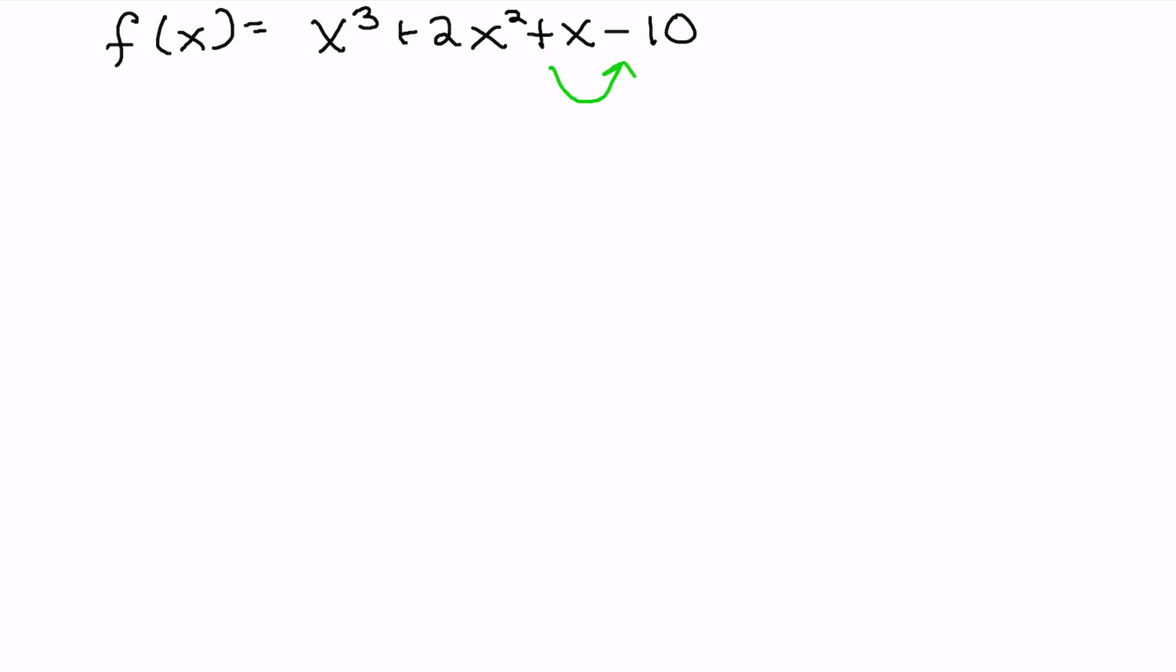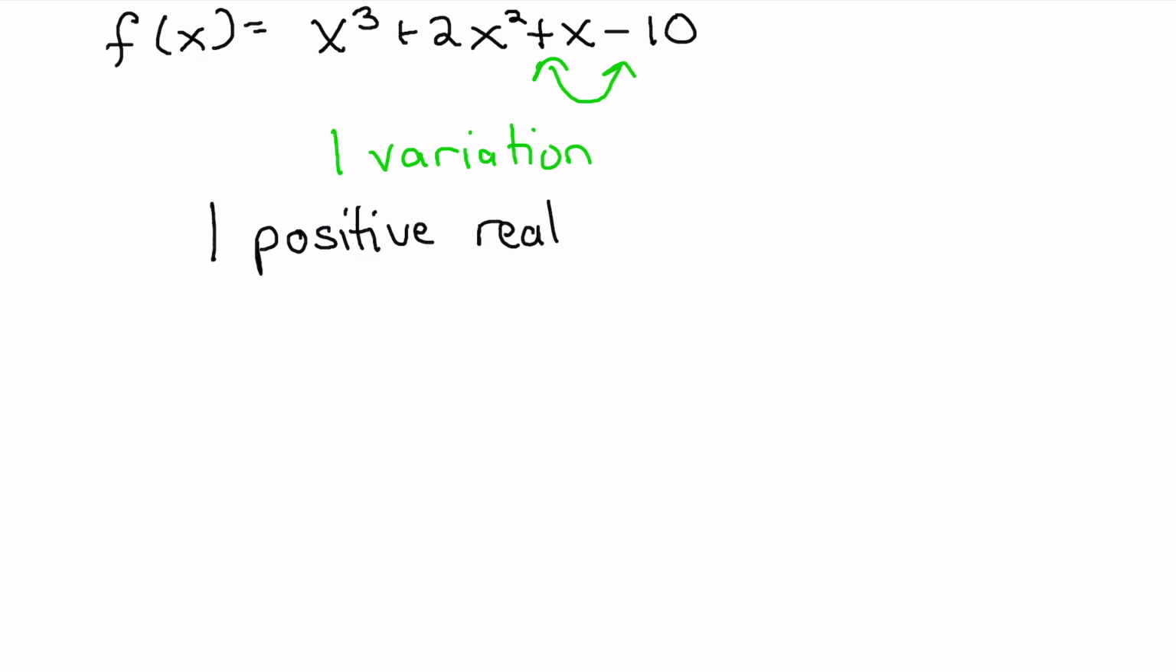I'll do another function. Let's say you have f of x equals x cubed plus 2x squared plus x minus 10. Well, for f of x, there's one variation. So we know that there's one positive real zero here. But I see that x cubed, so that's interesting. So let's look at f of negative x, see what's happening there, see if we have any negative real zeros. And then from there we can just deduce whether there's possibly any non-real complex zeros.